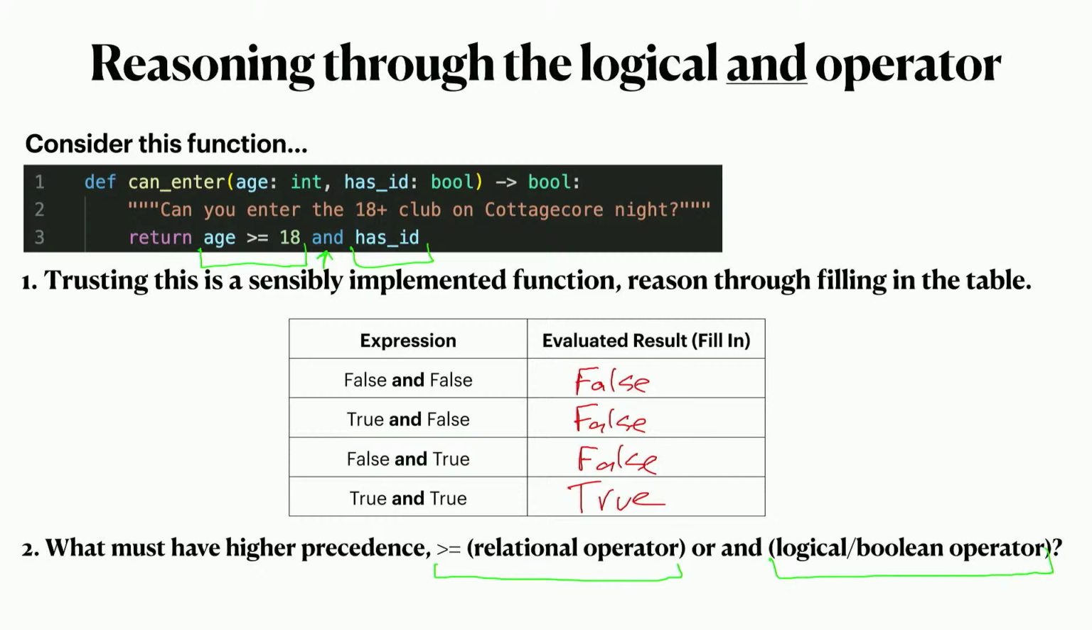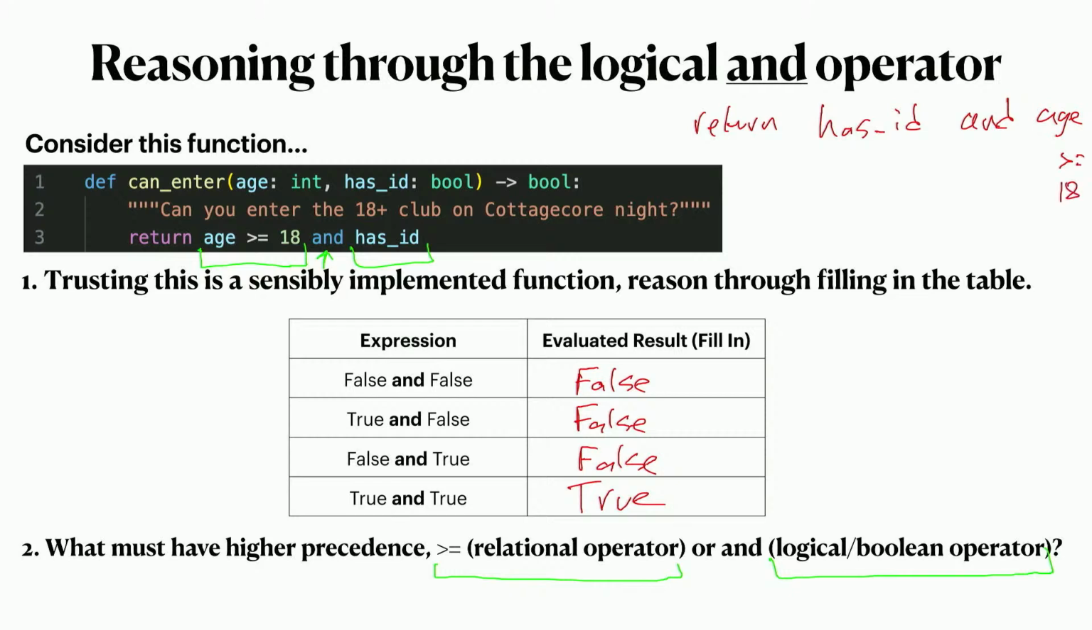If it was switched around, like it says return has ID and then and age is greater than 18, would it be higher precedence that way? Great question. If we flipped these, would the order left to right have mattered here? And in fact, it wouldn't have. Let's talk through why. So the proposition here is return has ID and age greater than or equal to 18.